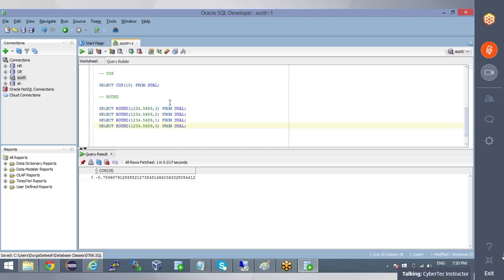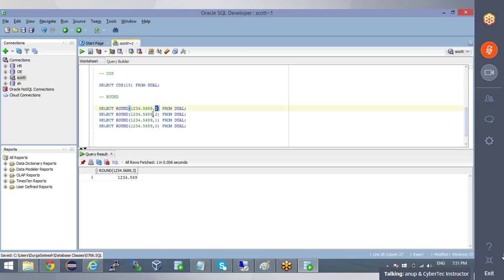Alright. Let's go initially with these particular 4 queries to understand the round function. I'm just executing this part of the query and I see the result in this way. So what is your understanding on this particular round function now? It will round to the 3 after your decimal, that is correct.